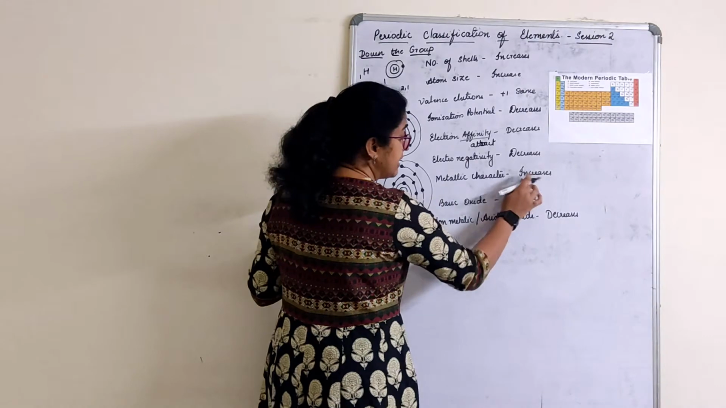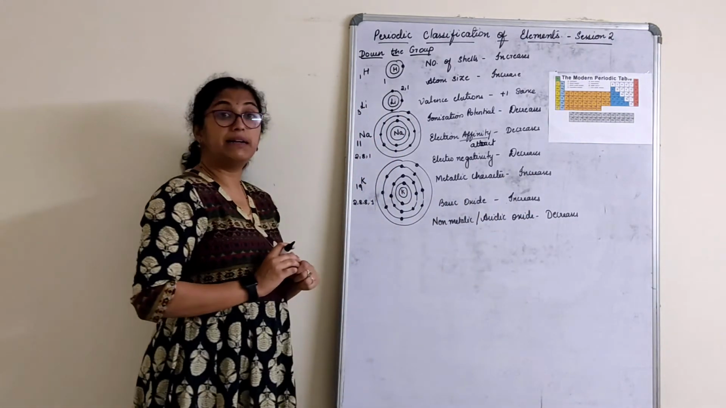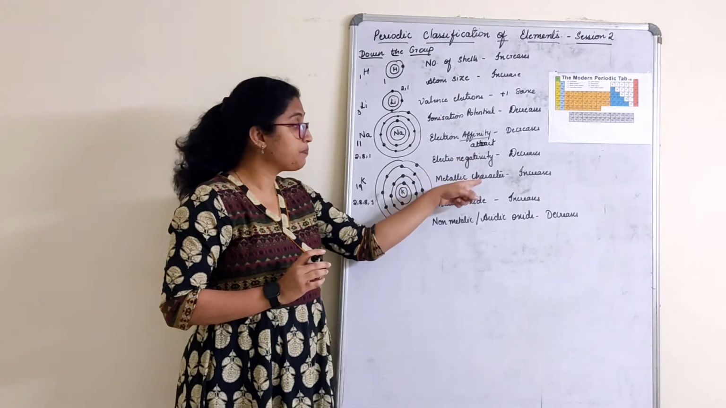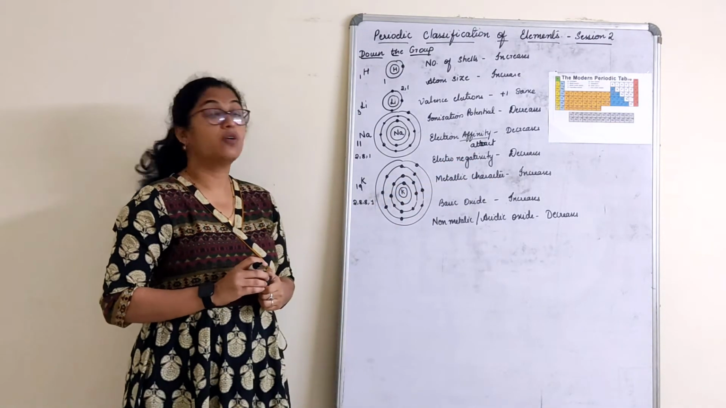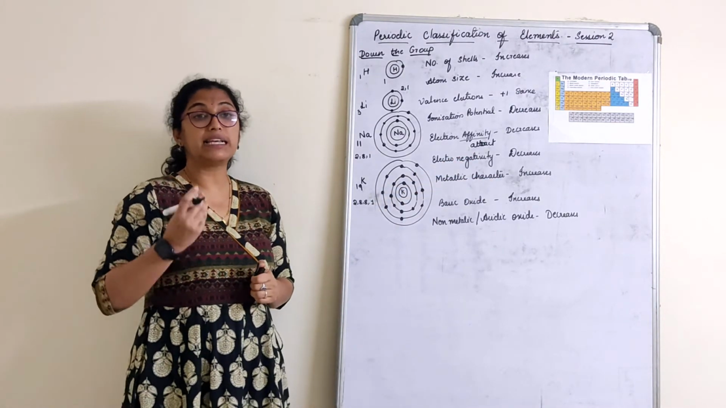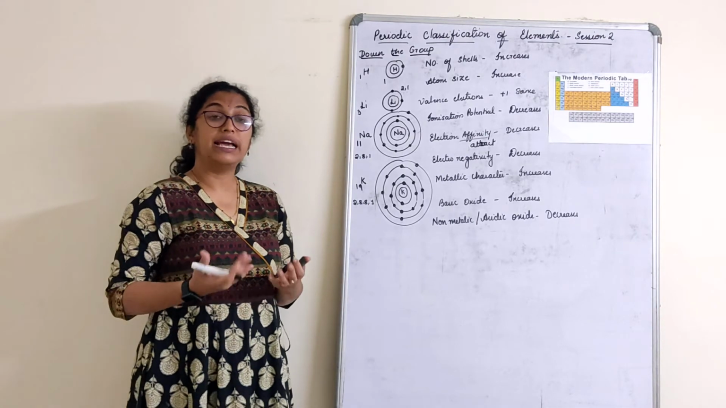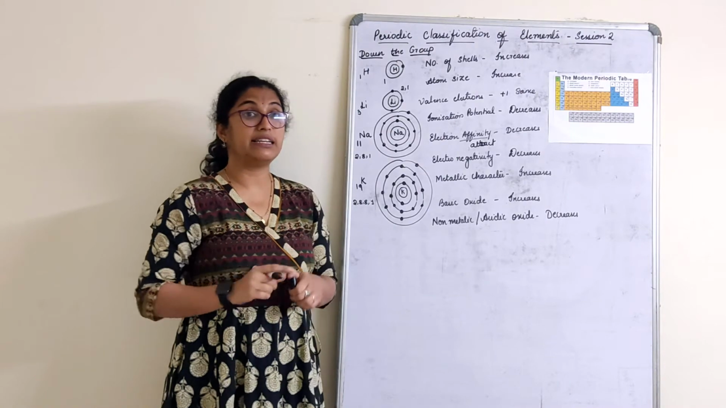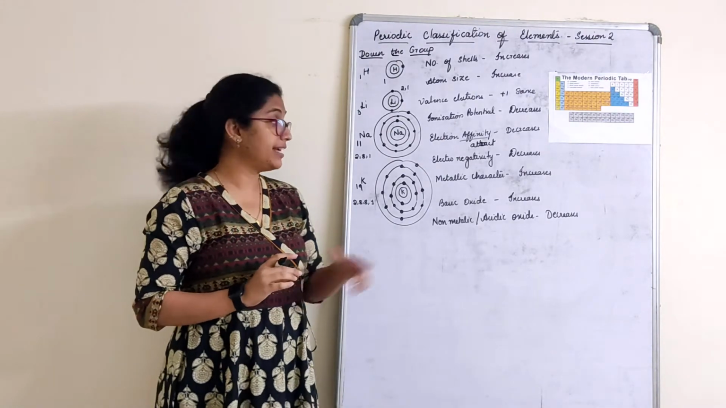Metallic character increases. What do you mean by metallic character? You can understand this very much better. Metallic character is, what is a metal? Metals have a tendency to what? Accept electrons or donate electrons. Metals have a tendency to donate electrons, right?